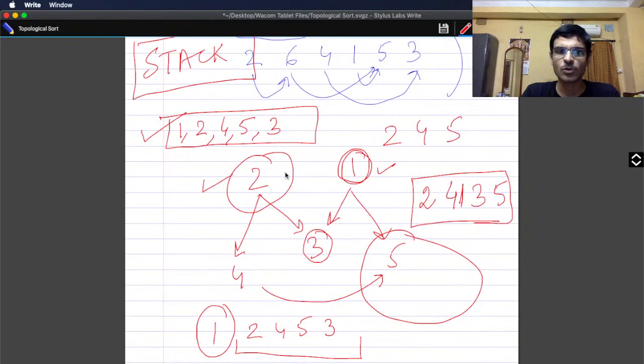Now, is it always important to start from the root? In this graph, is it always important to start from either 2 or 1? Can't we start from 4? Can't we start from 3? Can't we start from 5? What do you think? So actually we can start from any node.